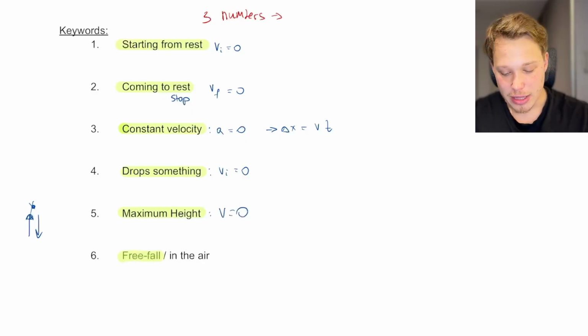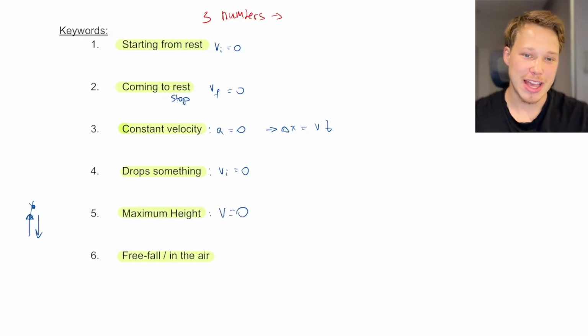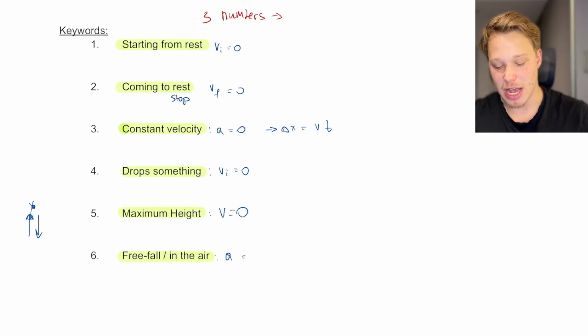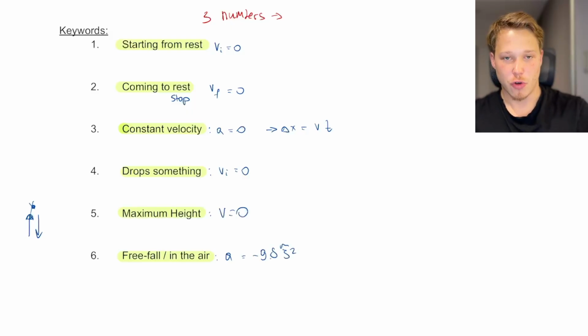Finally, in free fall, if something is falling in the air, all objects in the air experience an acceleration of negative 9.8 meters per second squared. So feel free to take a screenshot of that, look at it for a second, and let's keep these keywords in mind as we approach some of these problems.